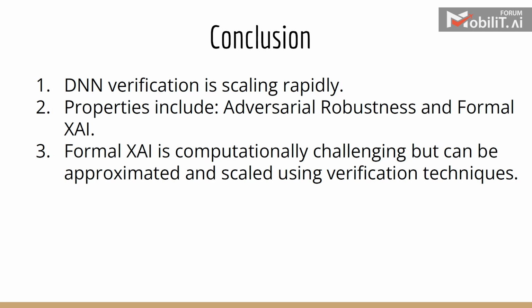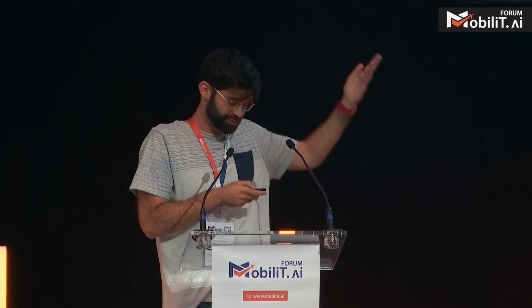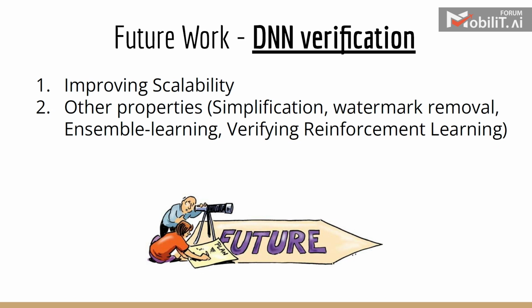So just a short recap. We don't actually find, we prove that the explanation is correct, and we don't really find the globally optimal explanation, but we can prove an approximation. So we can find something that's pretty close to the best possible explanation and prove that it is very close as well. For future work, I'll talk about future work in DNN verification and in formal explainability.